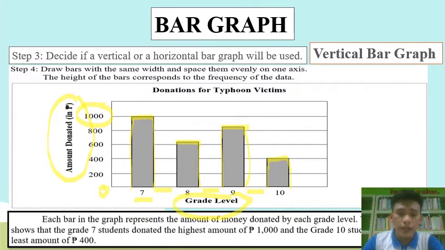Therefore, each bar in the graph represents the amount of money. So grade 7 donated 1,000 pesos. That's why the bar is located at 1,000. Grade 10 is the least amount donated, which is only 400. And grade 7 is the highest amount donated.